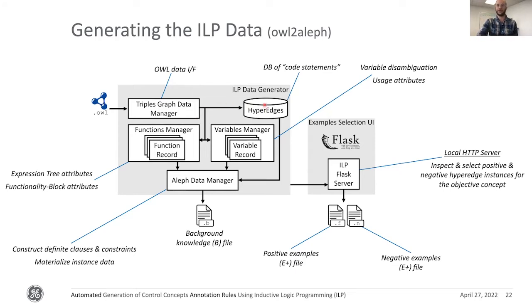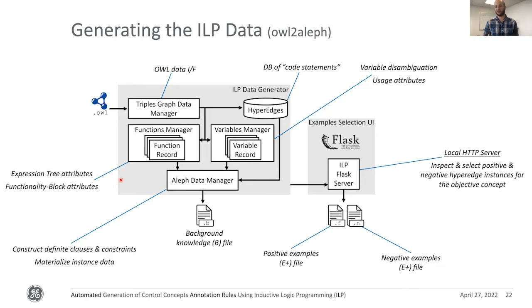We have a database of code statements. This is what we call hyper edges. Each one of those hyper edges is associated with a variable and a function. It could be not associated with any variable at all, or even several variables, but it has at least one functionality. And in each one of those we have a collection of records. So for the function, we have, for example, expression tree attributes, such as a mathematical operator, for example addition, division, or subtracting elements.